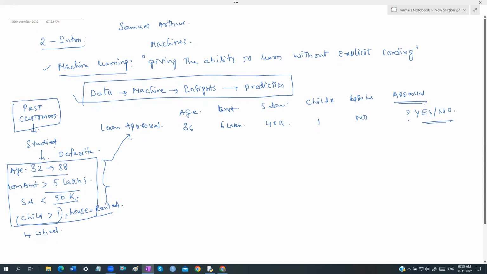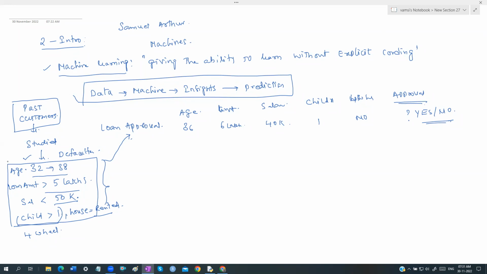Or directly we can ask the machine, you tell me which customers are going to be the defaulters, which customers are the non-defaulters. Can that be predicted? Based on that, we'll decide whether to give the loan or not. So it's very simple, guys. Tell me what has happened in the past. What is your experience? If you tell the machine, it studies that particular data.